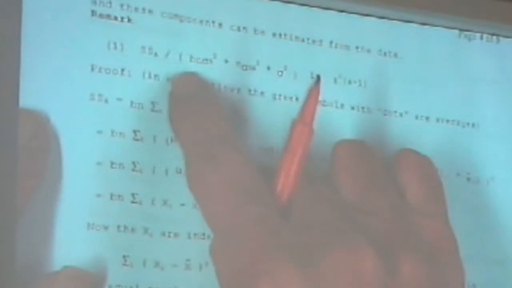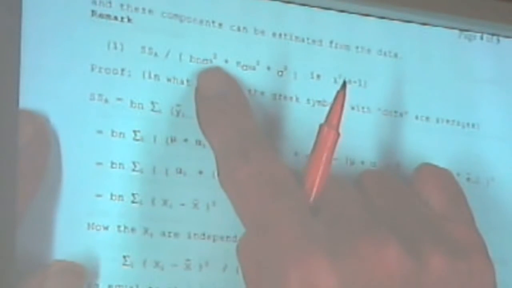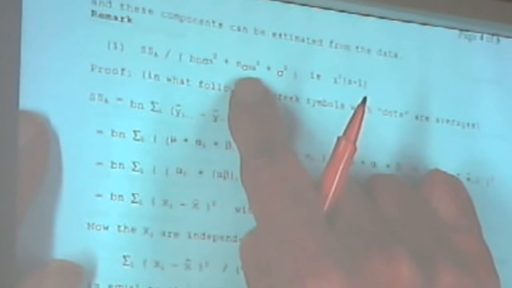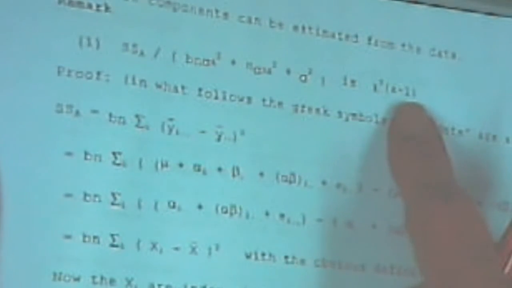Well, page 4, the top third is a proof. Let's take a look at that before we look at the data. So here it says sum of squares A divided by this messy expression, n sigma squared A plus n sigma squared AB plus sigma squared, is chi-squared with a minus 1 degrees of freedom. That matches our ANOVA table line here, where it says that sum of squares A has degrees of freedom a minus 1. So where does that come from?